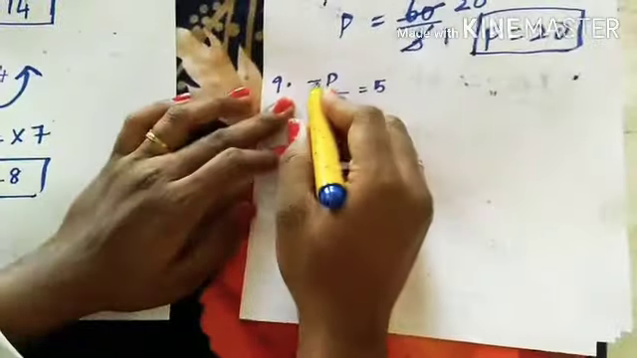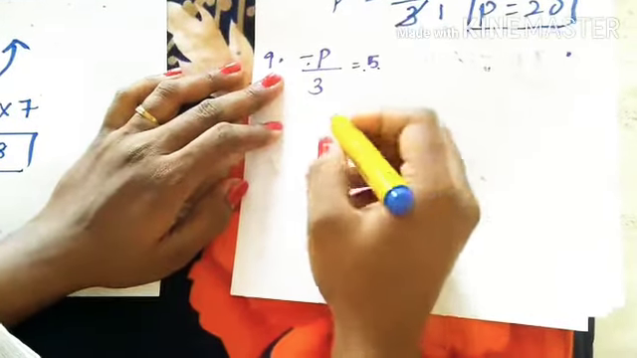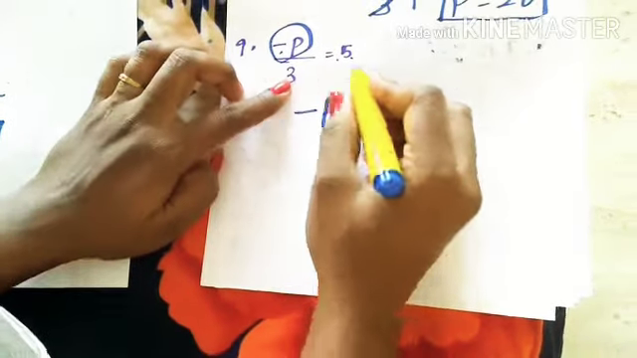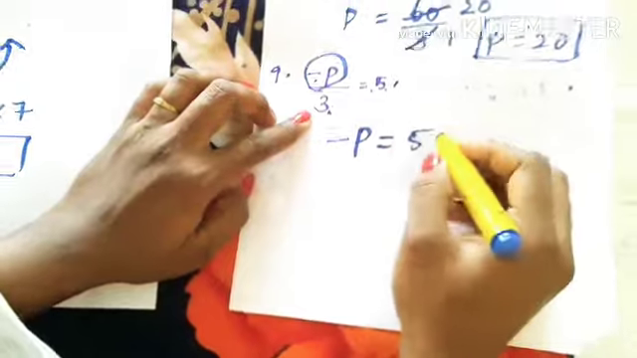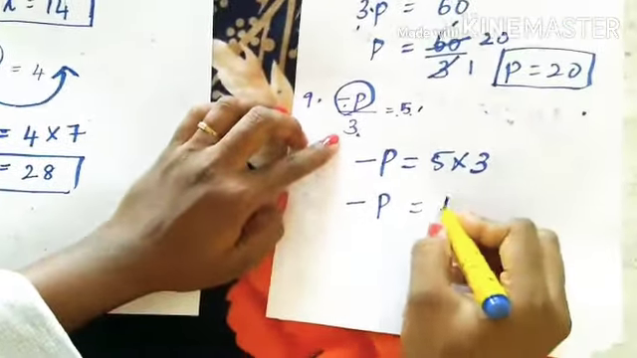Next problem. Minus p by 3 equal to 5. So variable here is minus p. So minus p, 5 is here. Division on this side, when it goes to that side, it becomes multiplication. So 5 into 3. Minus p is equal to 15.